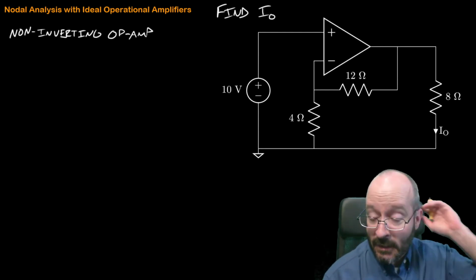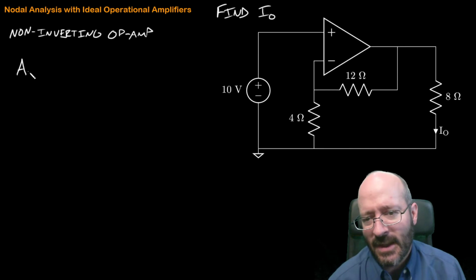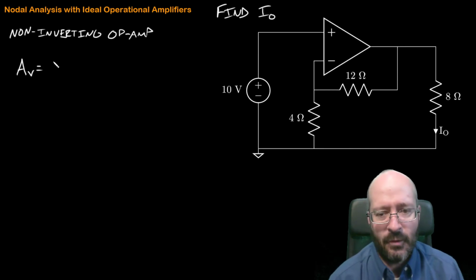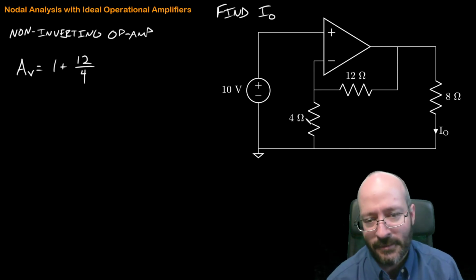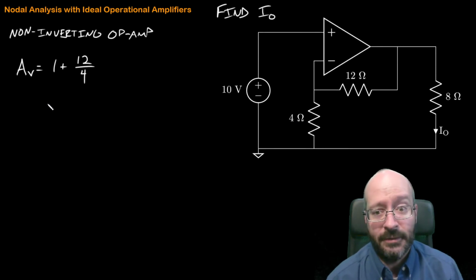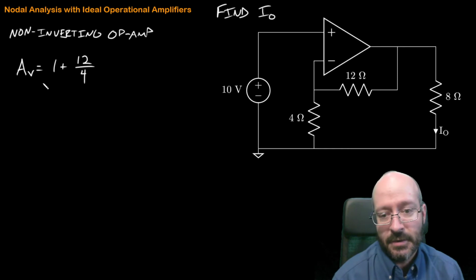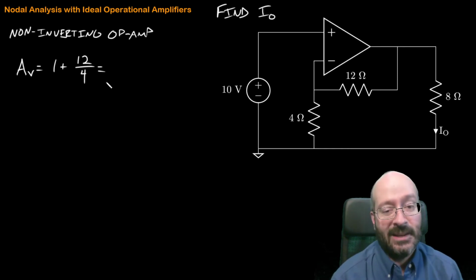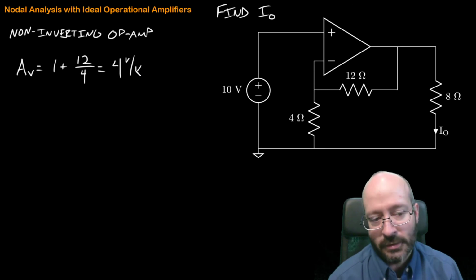All right. Non-inverting op-amp. The non-inverting op-amp, again, is going to have a gain of 1 plus 12 over 4. The 12 and the 4 come from the circuit, and the 1 we could derive if we use nodal analysis, if you wanted to. So that looks like it's going to be 3 plus 1. It's 4 volts per volt.